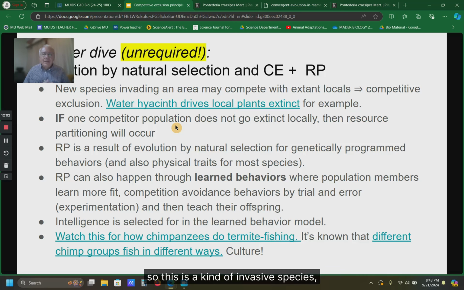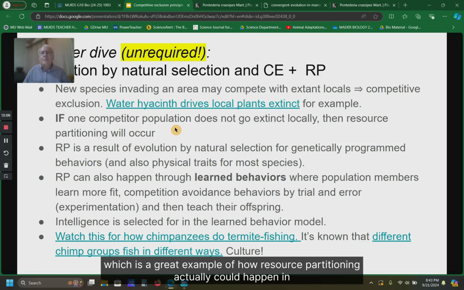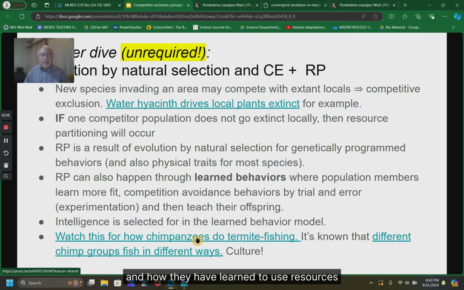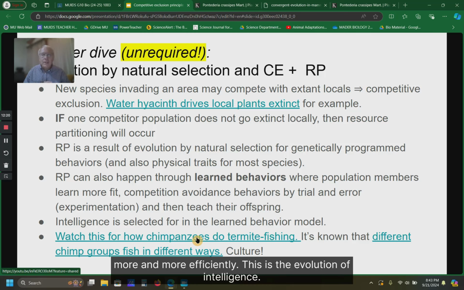All right, so this is a kind of invasive species, which is a great example of how resource partitioning could happen in the real world. The lower part of this slide is about chimps and how they have learned to use resources more and more efficiently. This is the evolution of intelligence.